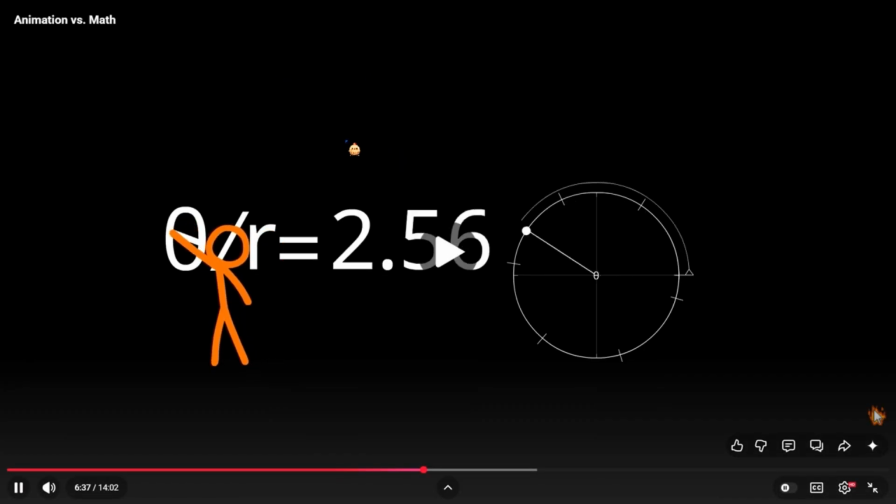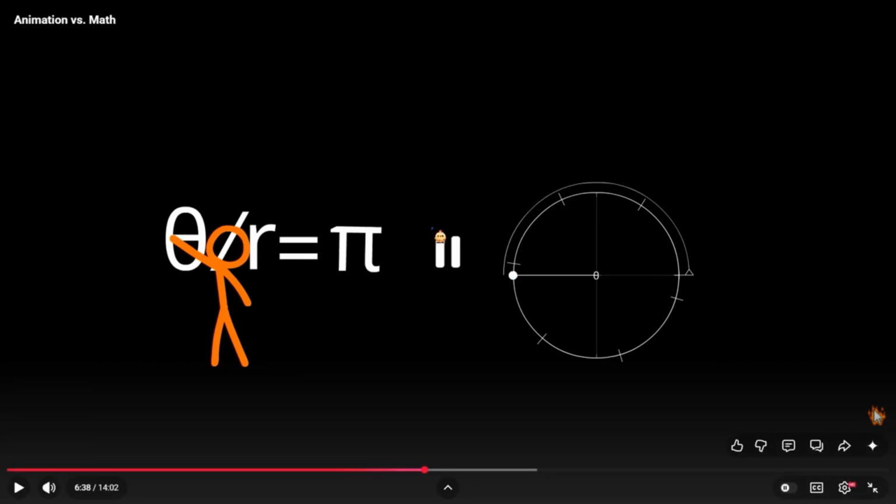Theta now is pi. Okay, I'm just gonna tell you what this means. So this length is 1. This length is 2. The full length is 2 pi. This length is pi. Pi divided by 1 is pi. So theta at 180 degrees is pi, I think.